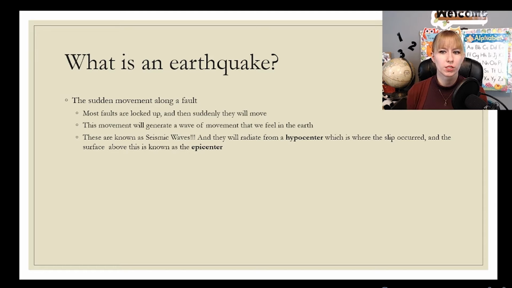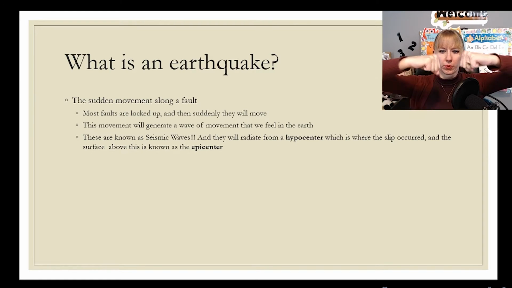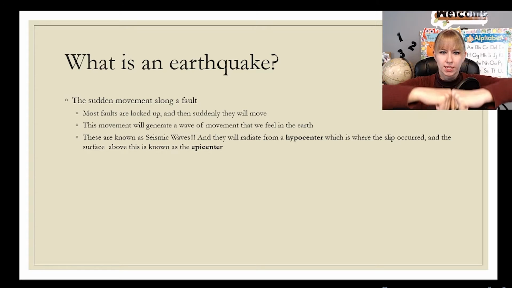Let's start with what an earthquake actually is. An earthquake is a sudden movement along a fault, meaning that you have a fault. We'll use our hands for this. You have a fault. They're sitting side by side like this. All of a sudden, movement occurs. And that's essentially what an earthquake is.